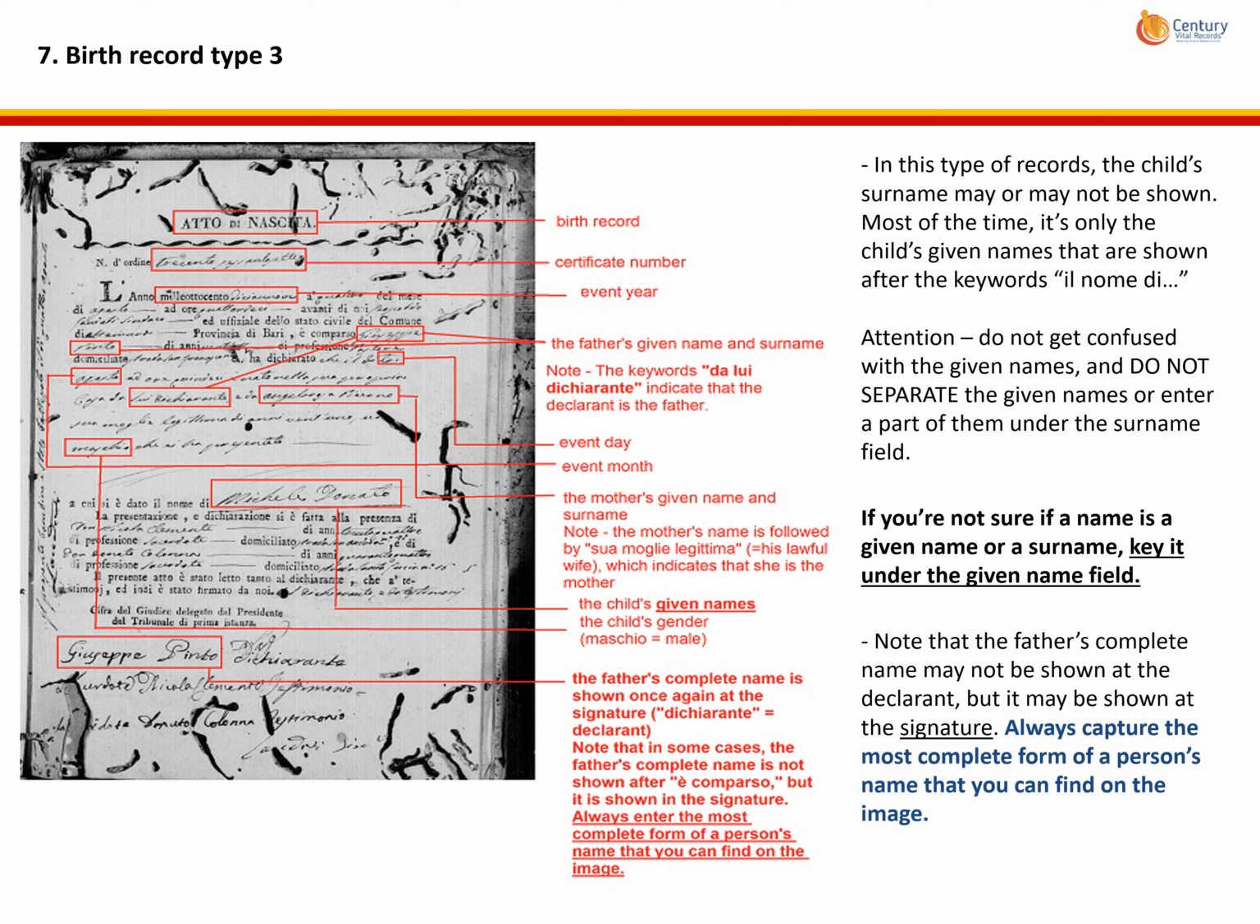In this type of images, the father's name may be shown at the declarant as well as in the signature. Always capture the most complete form of a person's name that you can find on the image.